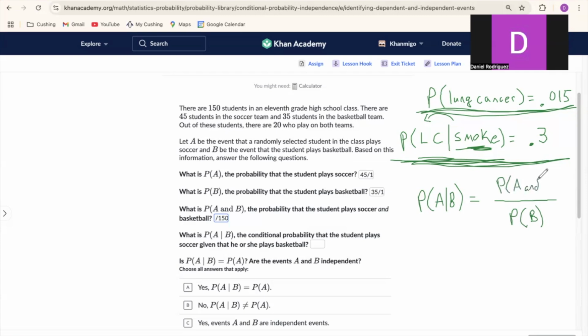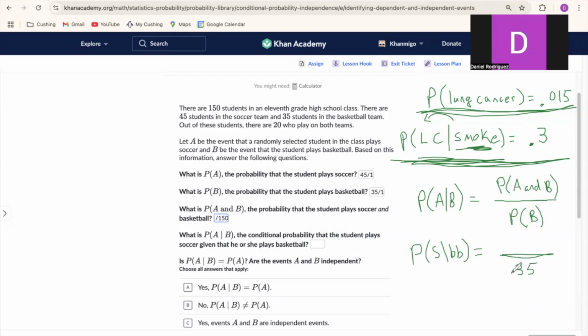Let's see, the reason why it works. What we're doing here is the probability of soccer given basketball. So given basketball, I'm thinking out of the basketball players. Out of the people who play basketball, how many people play basketball? That's 35.